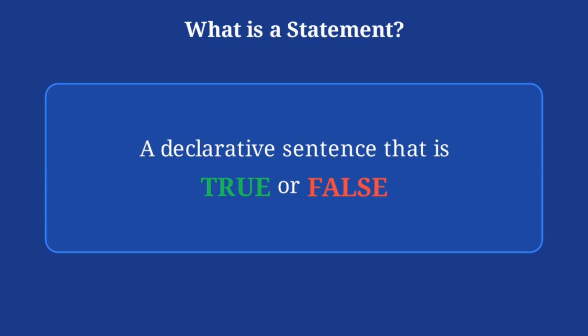First, it must be a declarative sentence. It has to claim something. It can't be a question, a command, or an opinion. Second, it must have a clear truth value. It can't be ambiguous, and its truth can't depend on unknown information. If we can't label it as either true or false, it's not a statement.